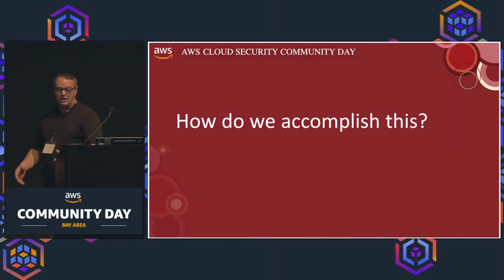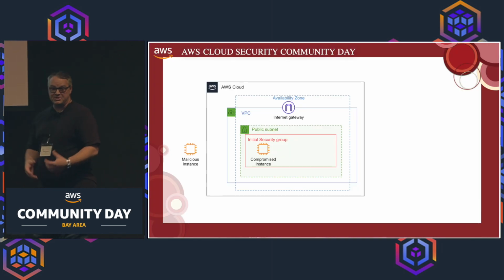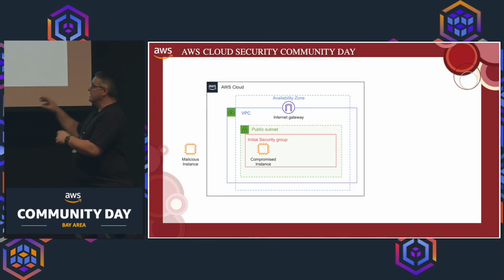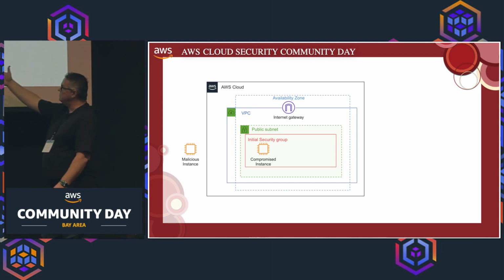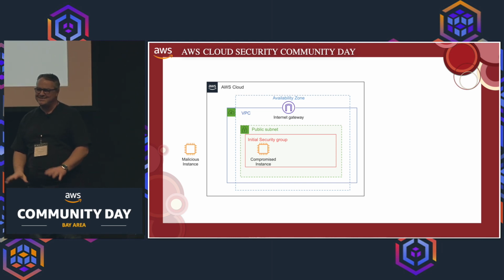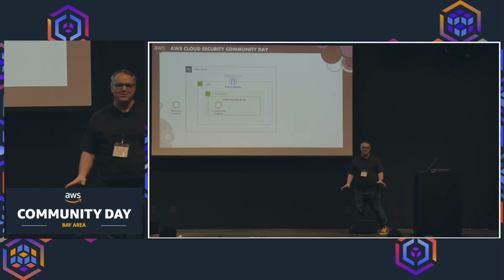Okay, so how are we going to accomplish this? What's this going to look like? All right, well, this is the architecture that I'm going to start out with. And in the architecture that I'm starting with, it's very simple. Like I said, we have an instance. We're going to call it compromised instance. It's not really compromised, right? This is just a demo.